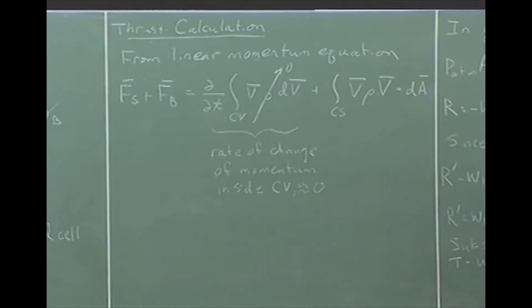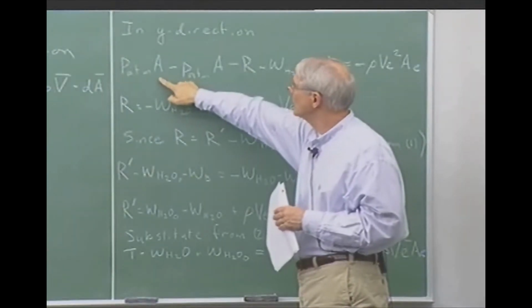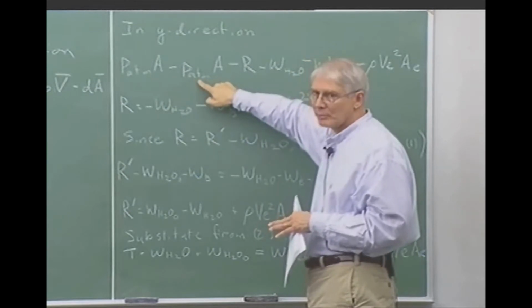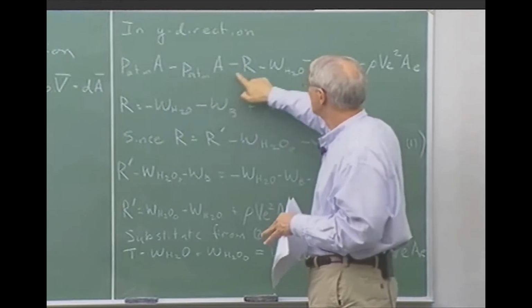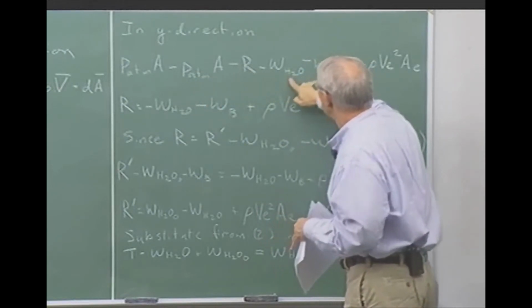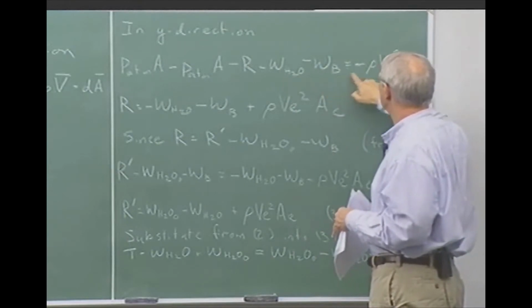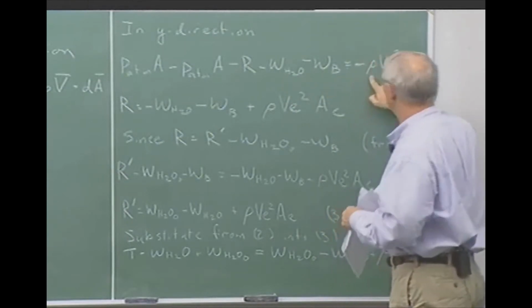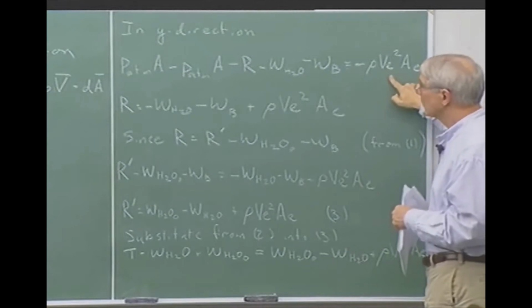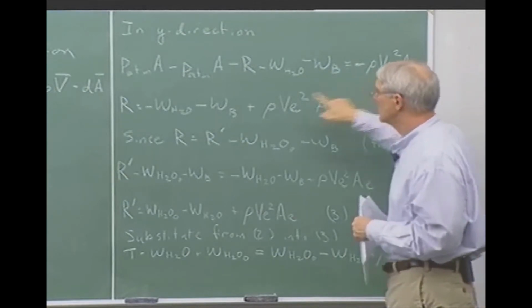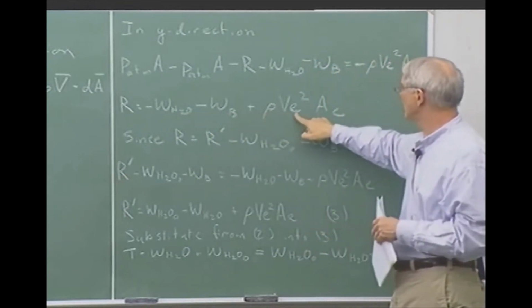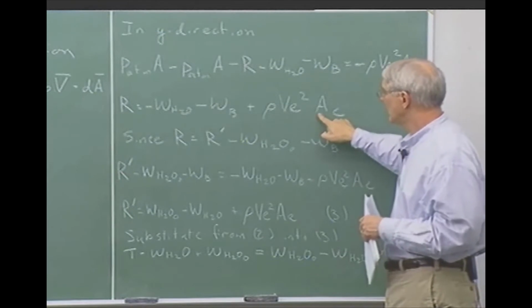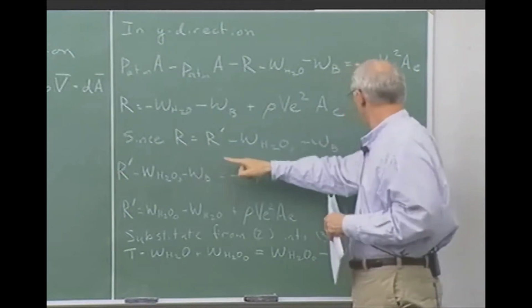And so in the y direction, we have our surface forces, P atmospheric times A, minus P atmospheric times A, because we're saying the atmospheric pressure does not change very much over the height of this bottle, minus R, minus the weight of the water, minus the weight of the bottle, is equal to minus rho V exit squared A exit. All right, so we'll solve for R. R equals minus weight of the water minus weight of the bottle plus rho V exit squared times the area of the exit.